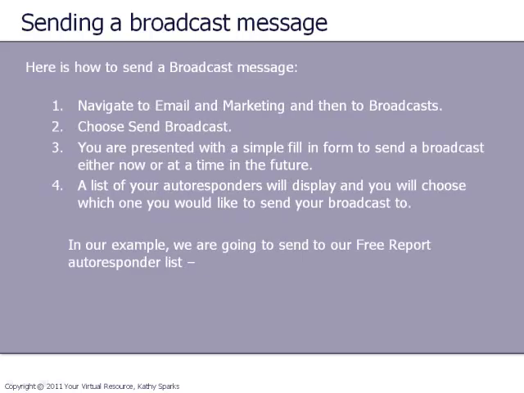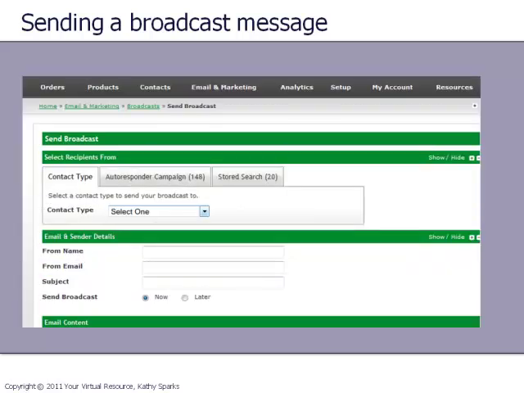Here's how to send a broadcast message. Navigate to Email and Marketing and then to Broadcast. Choose Send Broadcast. You are presented with a simple fill-in form to send a broadcast either now or at a time in the future. A list of your autoresponders will display, and you will choose which one you would like to send your broadcast to. In our example, we are going to send our broadcast to our free report autoresponder list.